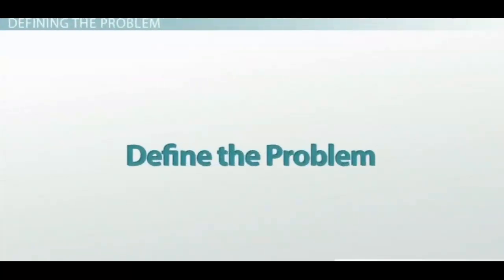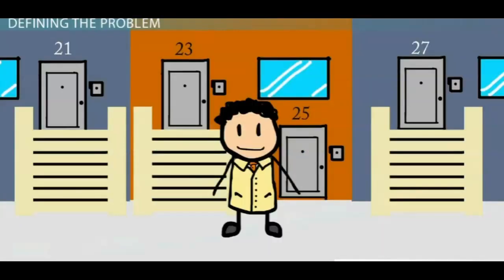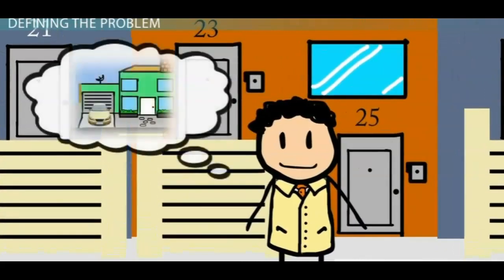The first step is to define the problem, or we could say, what are we trying to fix? For our purposes, we will use someone who wants to purchase their first home. Pretty big step in a person's life and something that we have to give a lot of thought to in order to make sure we pick the right house.